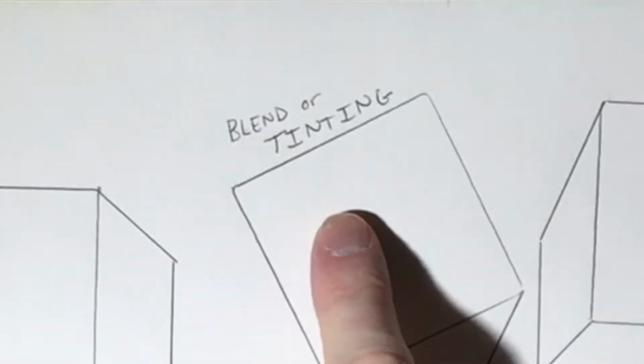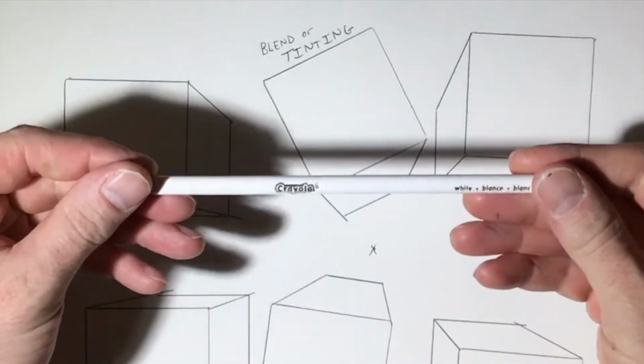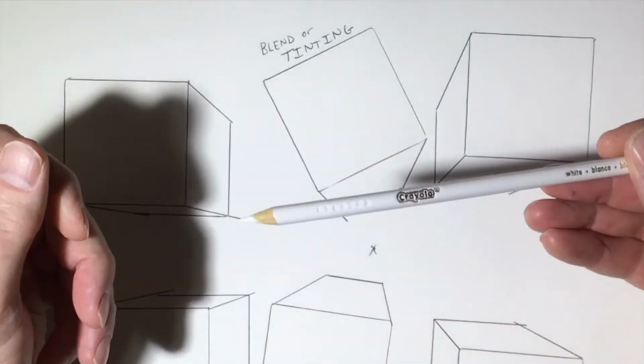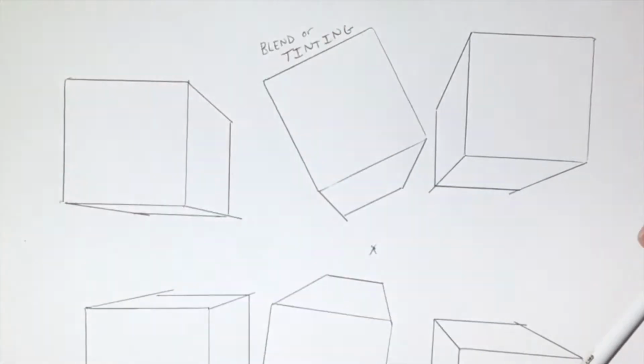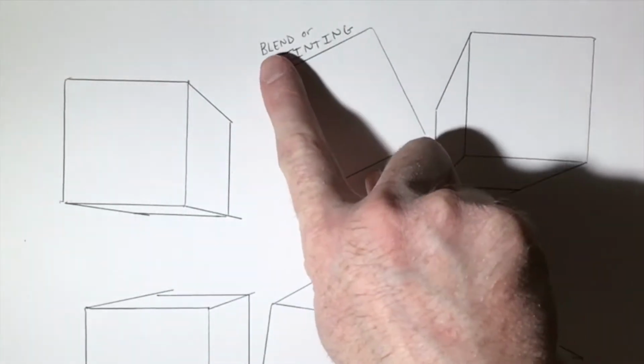Blend or tinting. So have you ever wondered why your sets of colored pencils or crayons come with a white crayon or white colored pencil when most of your paper is white? It's for this reason right here.